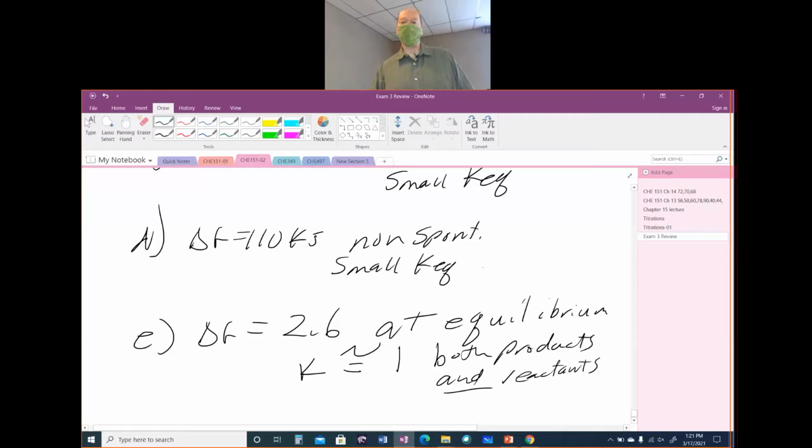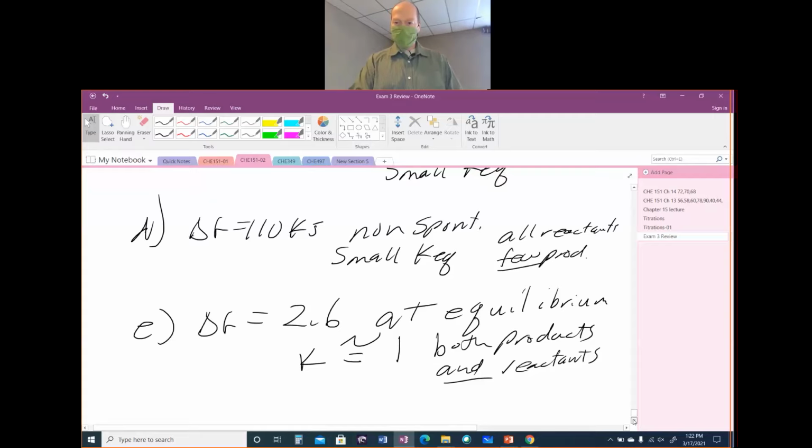When you have a small KEQ, that means you're mostly all reactants, very few products. All right, so if you have a large K value, you pretty much are all products and very few reactants. When your delta G value is between plus or minus 10, then your K value is neither small nor large, it is near 1. And so you're going to have both products and reactants in significant concentrations.